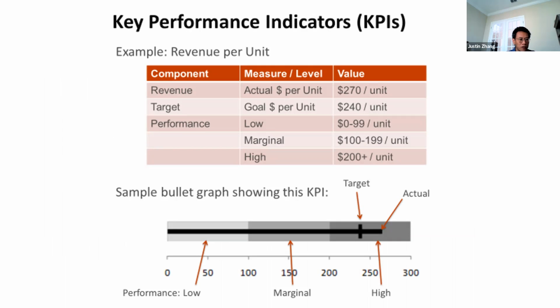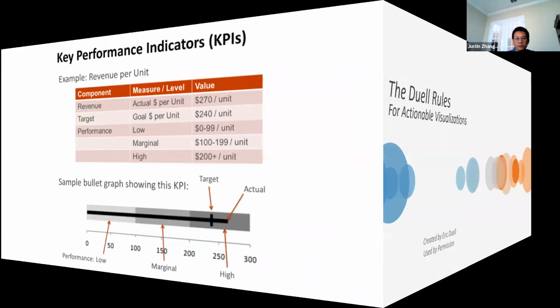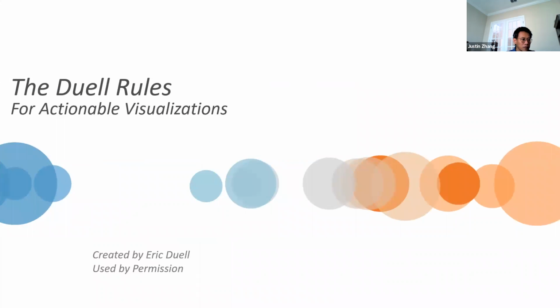Here are some examples of a key performance indicator. We can also show it graphically. The bullet graph, invented by Stephen Few, is a great option for this. Notice that all of the data from the data table has been encoded into the bullet graph. Eric Du is the Vice President of Analytics and Intelligence at a business analytics company. He created these rules for actionable visualization. Let's take a look at these rules.